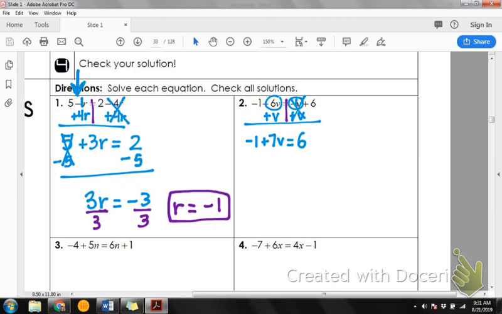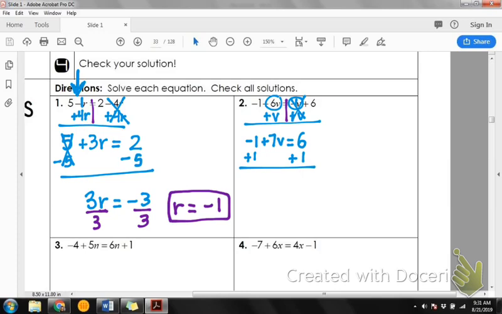And now this is a 2-step equation that we've been doing for the last week. How do we get 7v by itself? What do we need to move first? That negative 1. How are we going to move that negative 1 over? Add it. Okay. Don't subtract it because it's already negative, right?